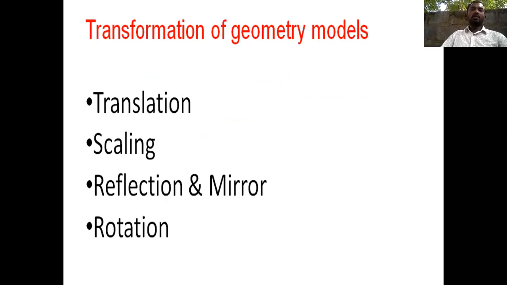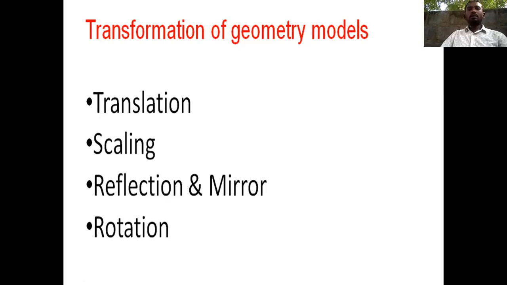See here, first one is translation, second one is scaling, third one is reflection or mirror, fourth one is rotation. So it is the transformation of geometry models. Transformation means nothing but it is used to change the shape and size of the object.